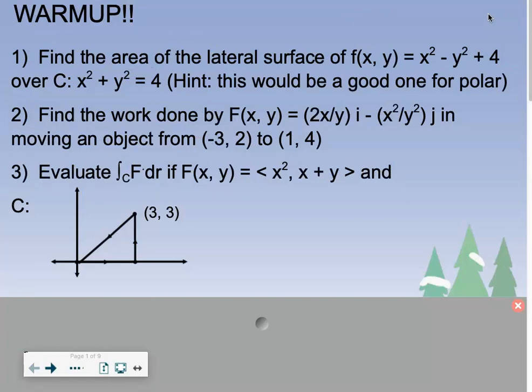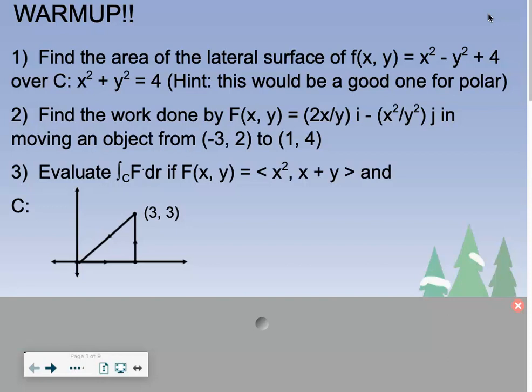So your first question, find the area of the lateral surface. This is not a work problem, so you are going to just have to do this using a traditional line integral. It's my way of forcing you to find an old-fashioned one, right? So find the area of the lateral surface if your f of xy is x squared minus y squared plus 4 over the curve x squared plus y squared equals 4. So you're just following along a circle with that as your height, right?